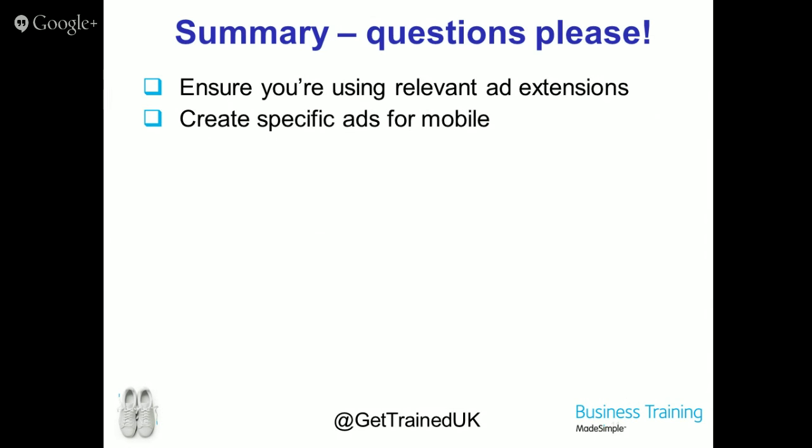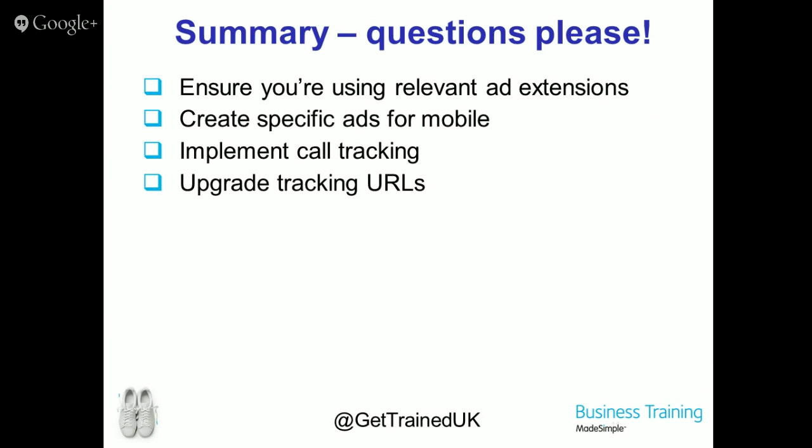Look at your mobile strategy. Think about whether you need to create ads specifically tailored for mobile and tick the mobile preference box on those. And think about whether you need to implement call tracking. If you're getting calls coming into your business via AdWords, I would strongly recommend you do this so that you can see which keywords and which ads are actually generating those calls. If you're using tracking parameters in your ads, don't forget you've only got until the 1st of July to upgrade to the new system on that.